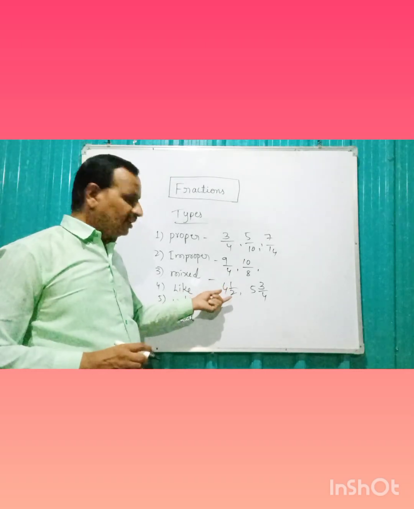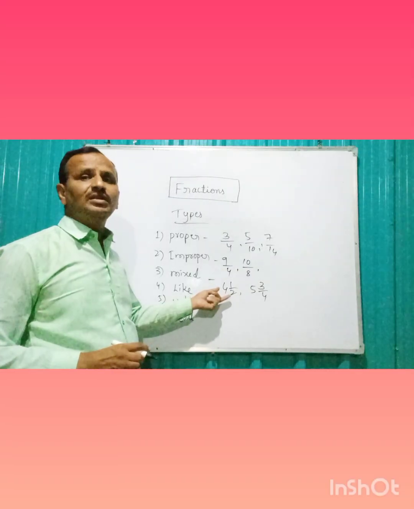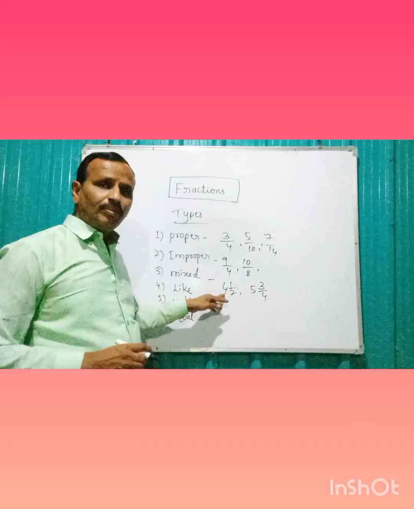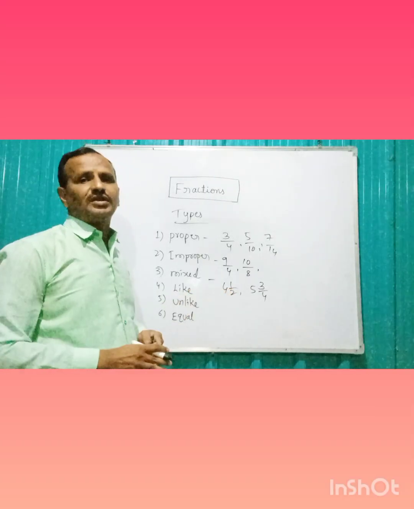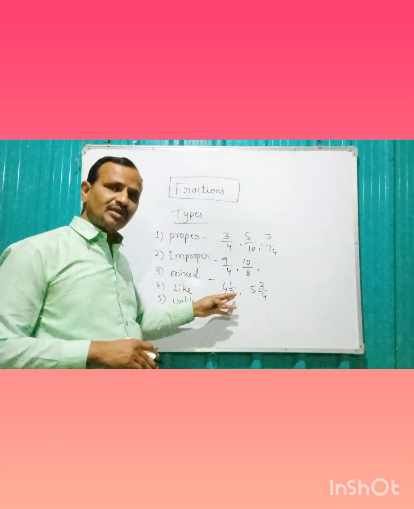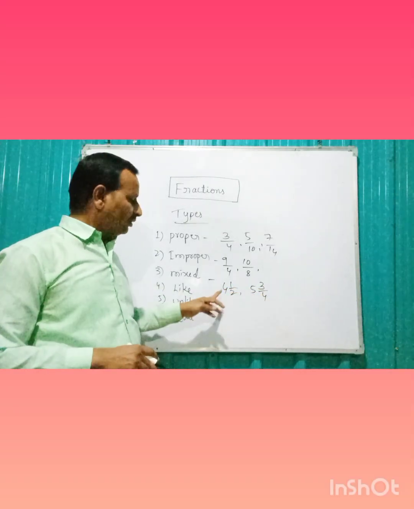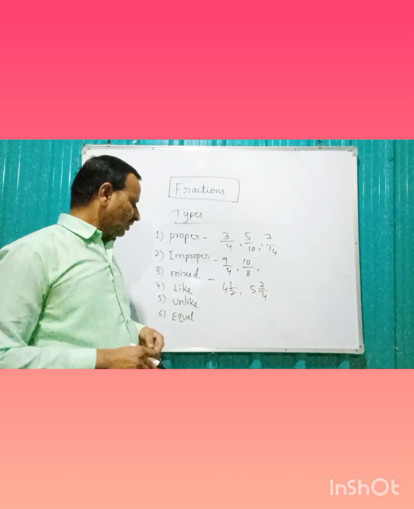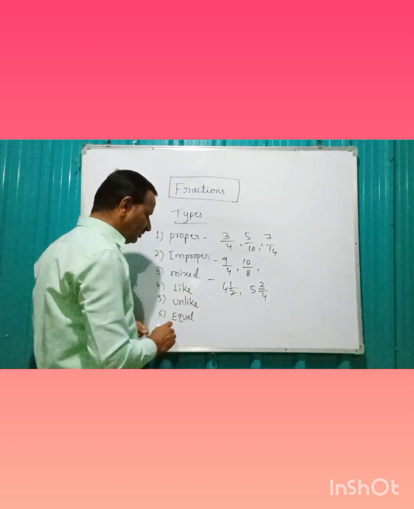So how can we say this is a mixed fraction? When a whole number combines with a proper fraction, that is called a mixed fraction. A combination of a whole number and a proper fraction. You can see 5 integer of 3 by 4. How can you read this? 4 integer of 1 by 2, 5 integer of 3 by 4. I hope this is clear.